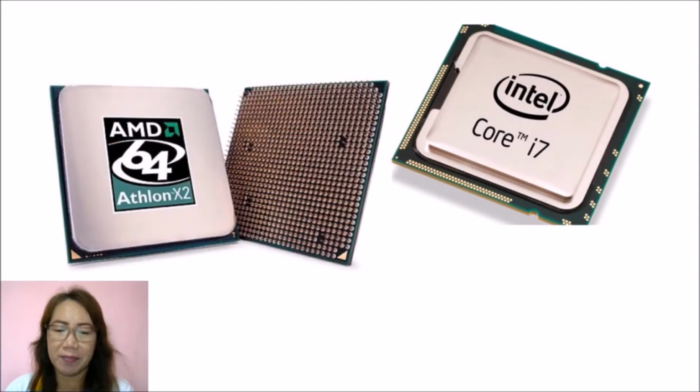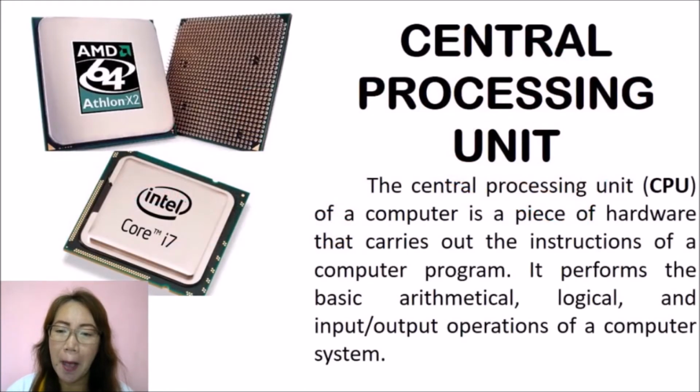Okay, what do you call that one? Of course, you already know that. That is your central processing unit, or the CPU. The CPU of a computer is just a piece of hardware that carries out the instructions of a computer program, and it performs the basic arithmetic, logical, and input-output operations of a computer system. Or in other words, your CPU is the heart and brain of your computer system. Remember again, CPU is the heart and brain of your computer system.